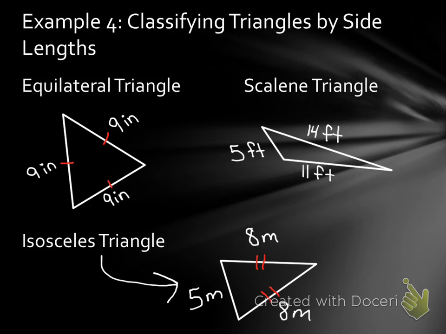So let me ask you this. Would an equilateral triangle also be an isosceles triangle? The answer is yes. Because the definition of an isosceles triangle is that it has at least 2 sides that are congruent. Well, does an equilateral triangle have at least 2 sides that are congruent? Yes, it does. It has 3. It has more. So an equilateral triangle is also considered an isosceles triangle. All right, and if you understand that, that's everything you need to know for 10.3.